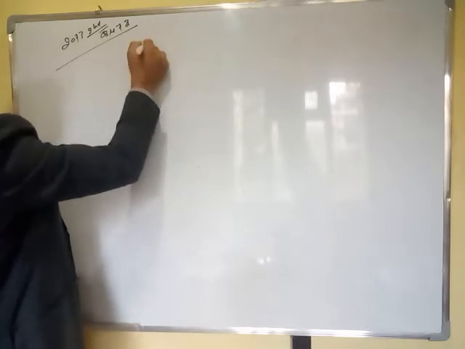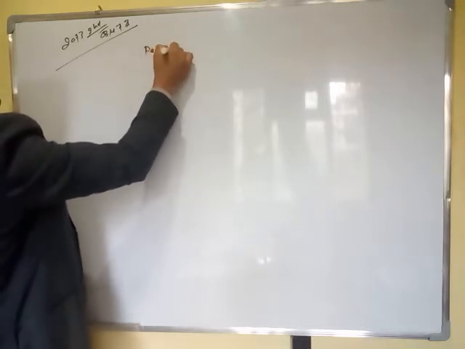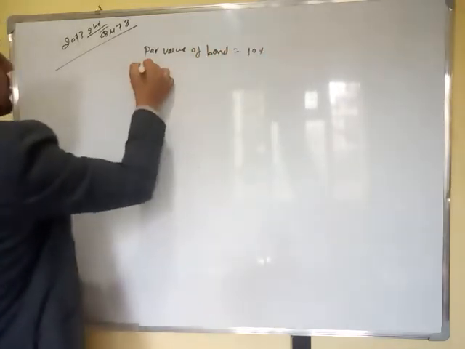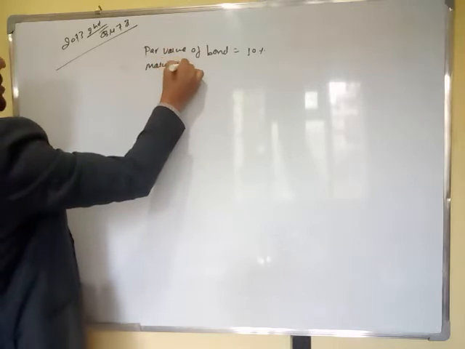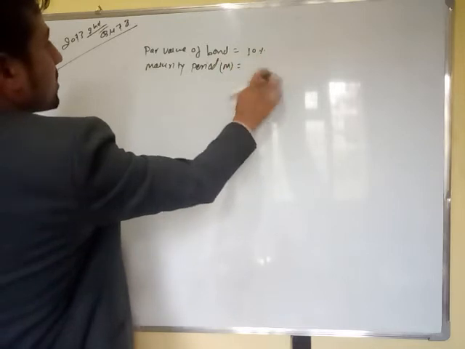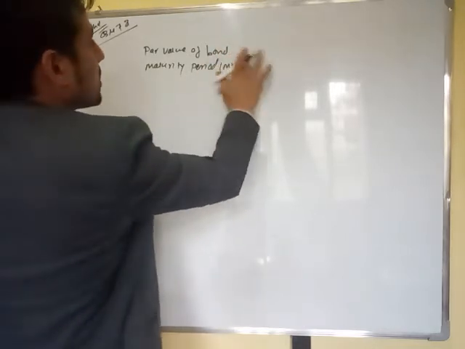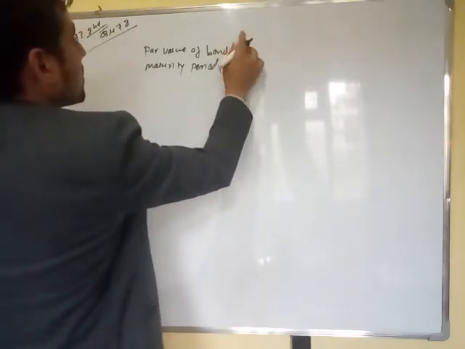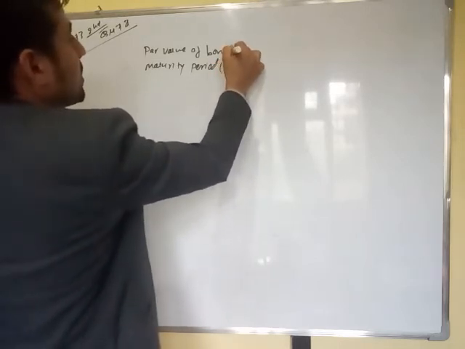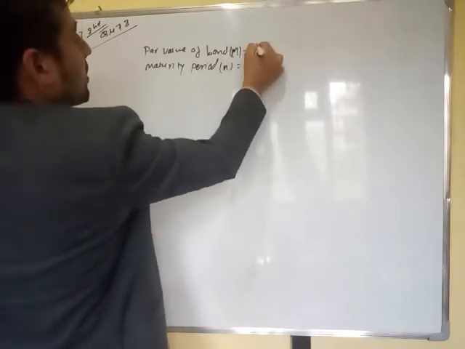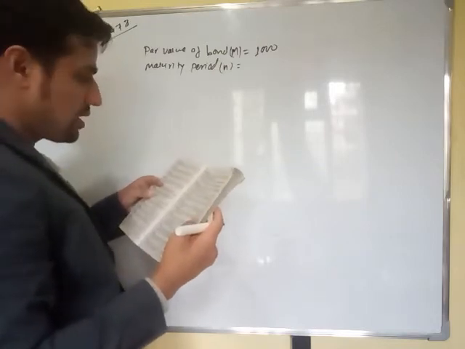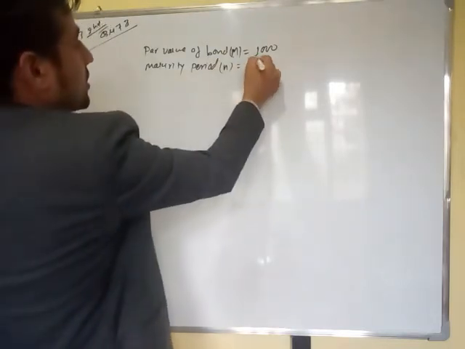Par value of bond M is equal to 1000, and the maturity period N is 10 years.